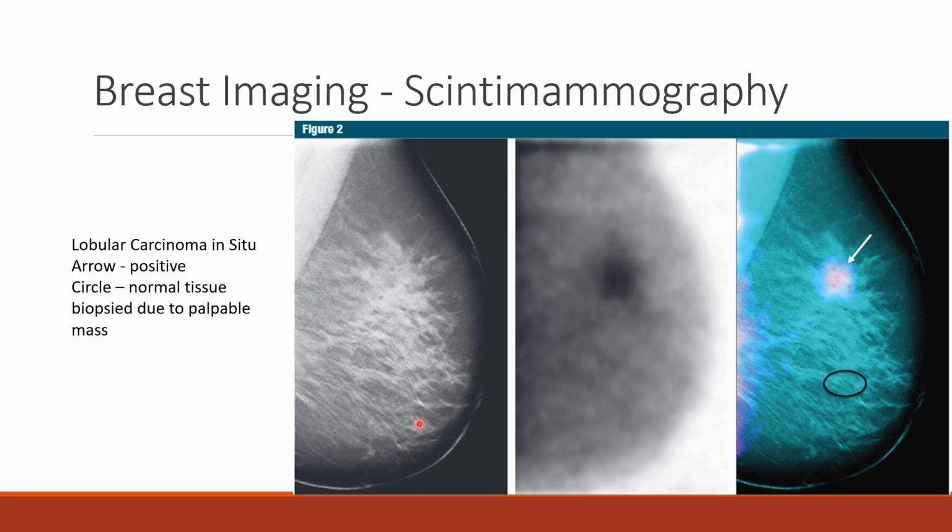The mammography is right here on the left. The Maryluma study is in the middle, and then there's a fused image. This was a biopsy due to a palpable mass. The circle is the place that was questionable on the mammogram, right in here.